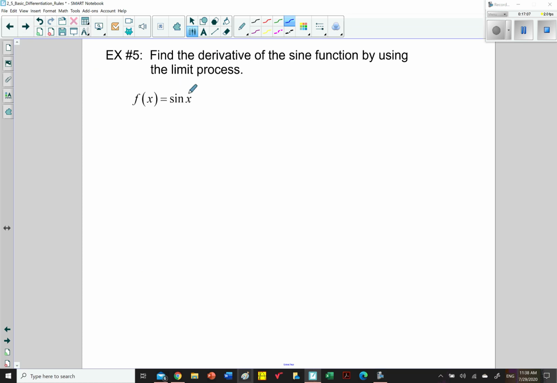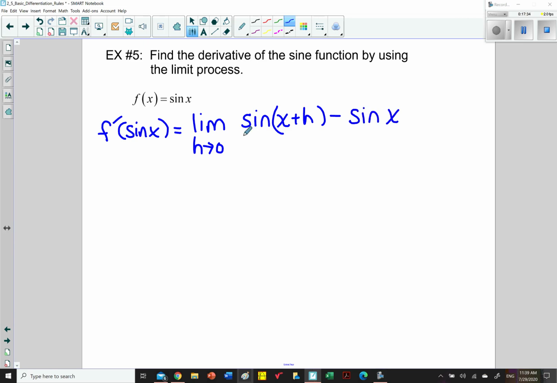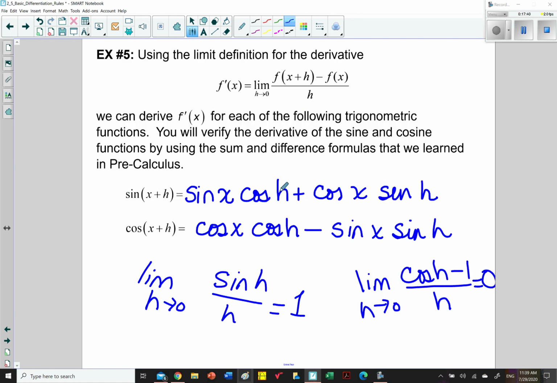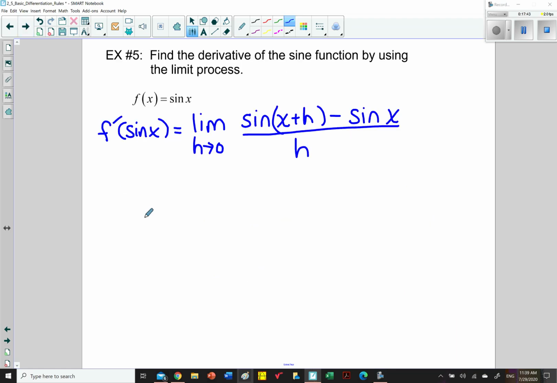So let's first do the sine function and show that the derivative of sine is cosine. So we want to find f prime of sine using the limit process as h goes to 0 of sine of x plus h minus sine of x divided by h. So that's where these two rules come in handy. Sine, cosine, cosine, sine. Remember, we're going to keep the limit notation until we get ready to use the limit.